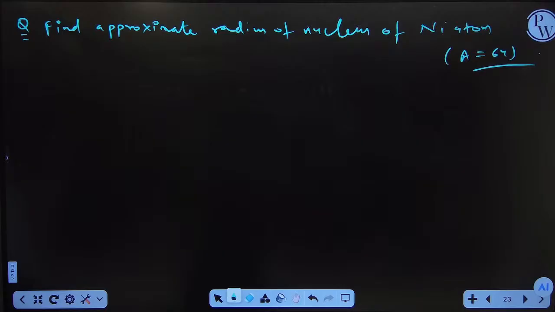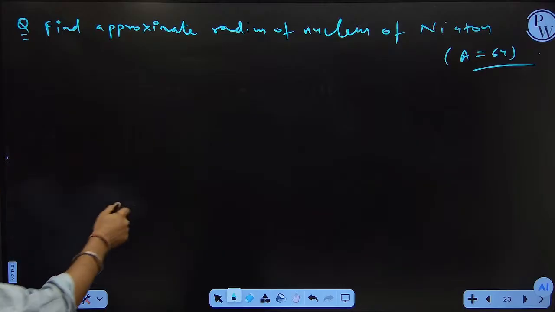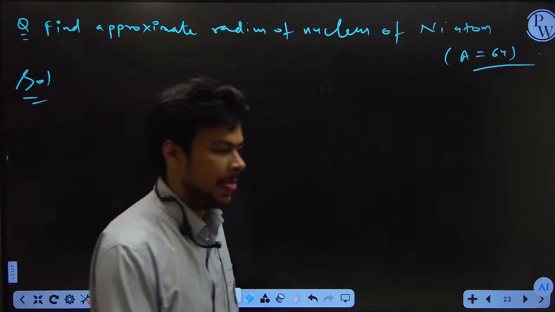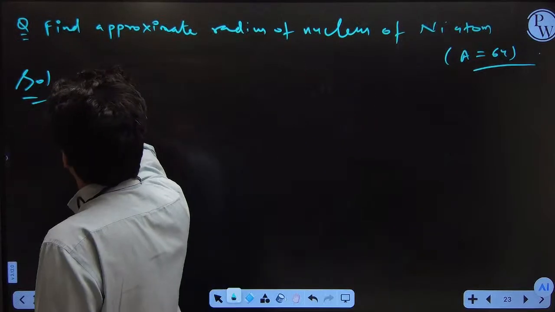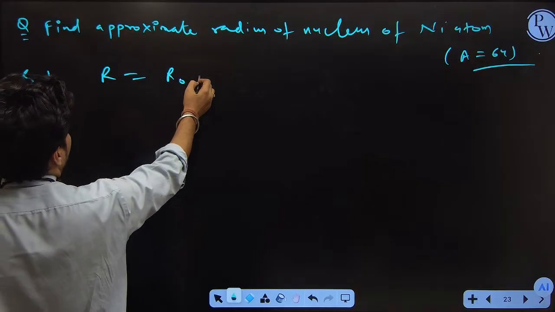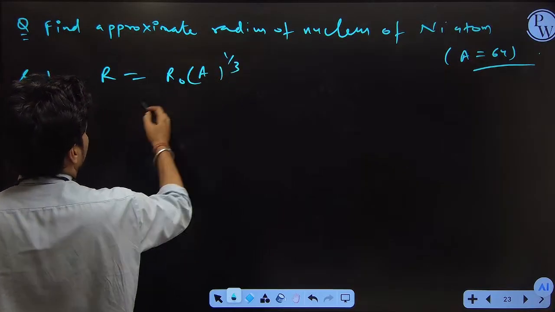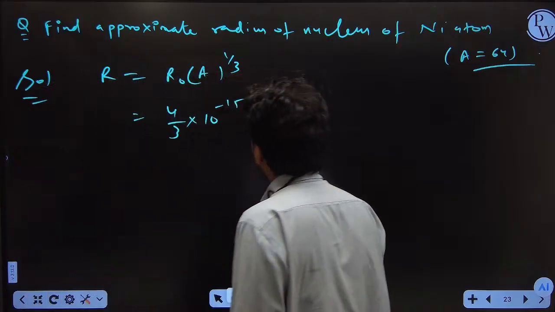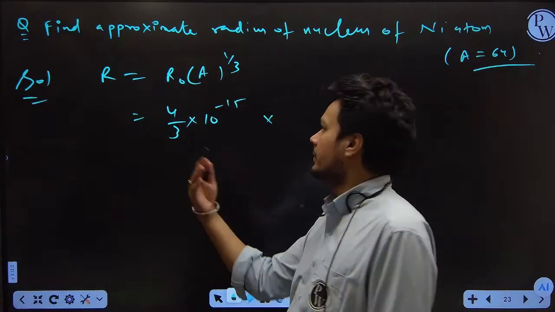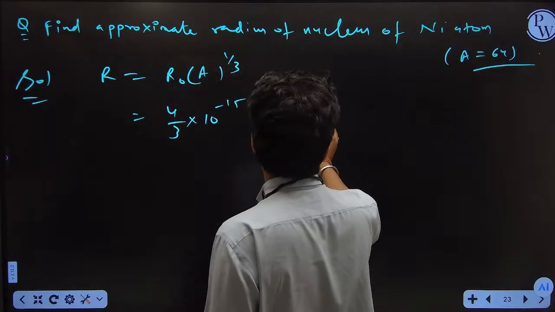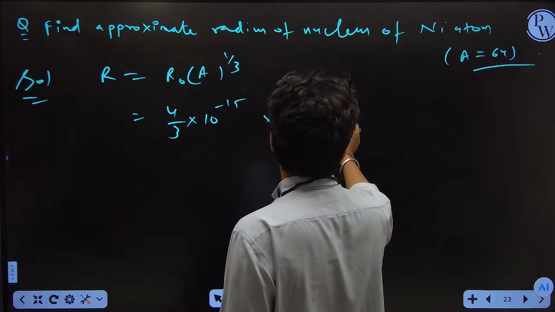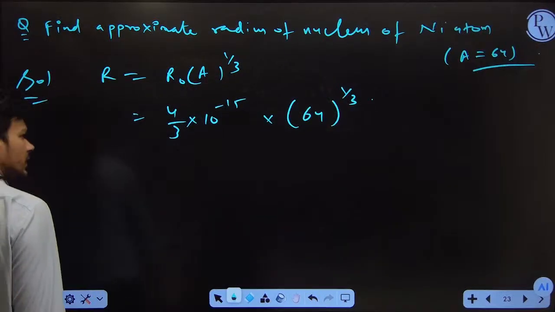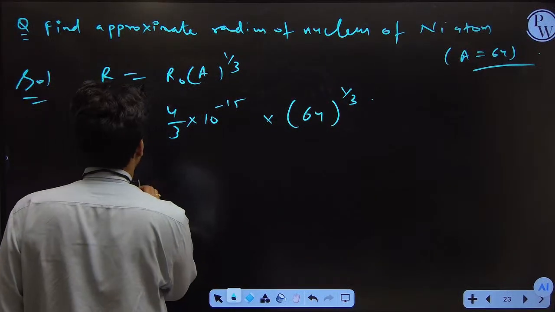No, this is direct formula based. You have to do absolutely nothing. Which formula? R is equal to R naught A to the power 1 by 3. What is this? 1.3 into 10 to the power minus 15 meter. And A is what? 64 to the power 1 by 3. 64 you can write as what?